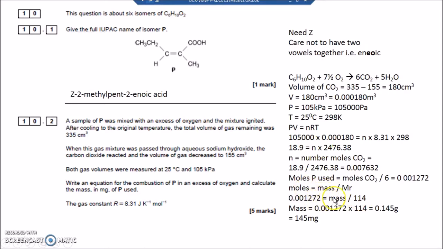So moles is mass divided by MR. I've just worked out the number of moles of P by dividing the number of moles of carbon dioxide by 6. So 0.001272 equals the mass of P divided by 114. Multiplying these two numbers together gives 0.145 grams, except finally it wants it in milligrams. Going from a large unit down into a smaller unit, I multiply by 1,000, so it's 145 milligrams.